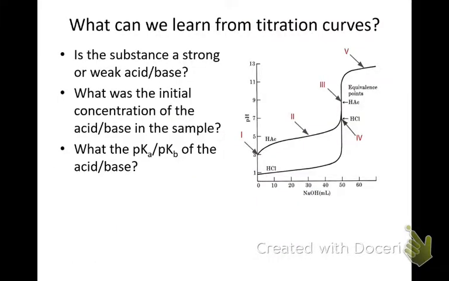So there are three really important things that we can learn from titration curves. We can learn whether the substance is a strong or weak acid or base. We can learn what the initial concentration of the acid or base was, and we can figure out the pKa or pKb of a weak acid or a base. So the first is we can tell from the titration curve whether we're looking at a strong or weak acid or base as our analyte.